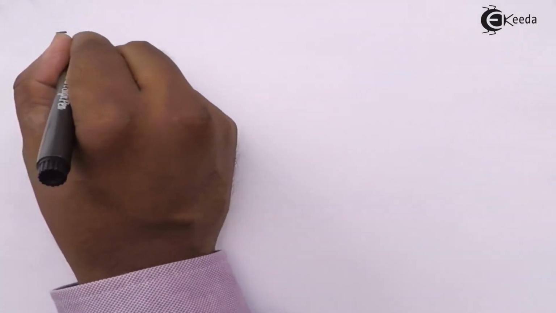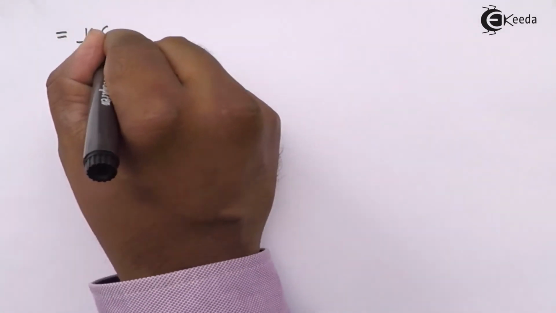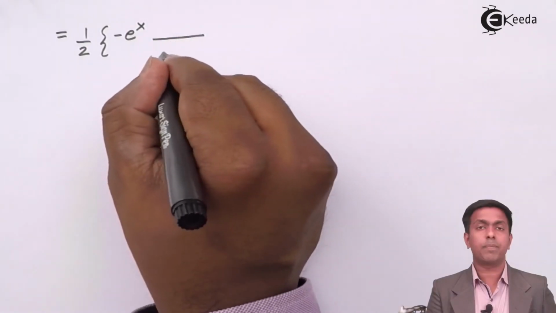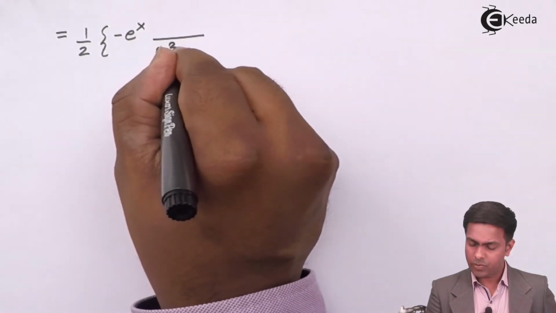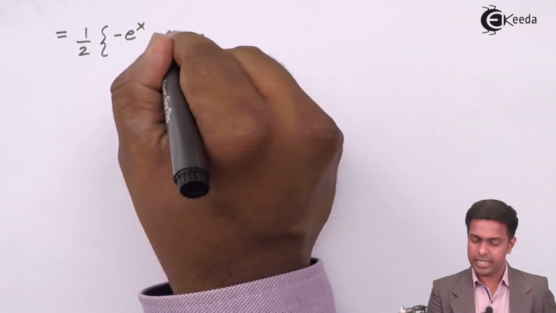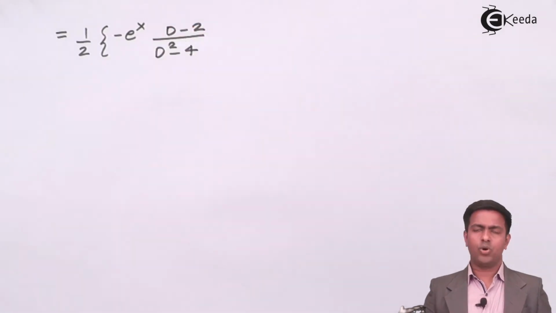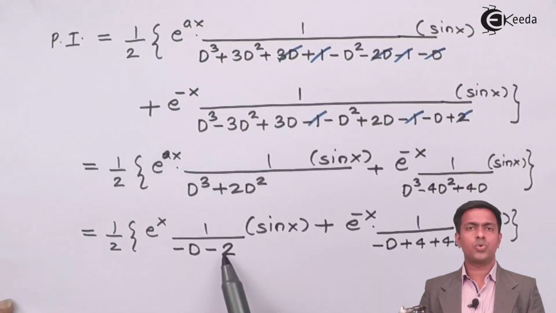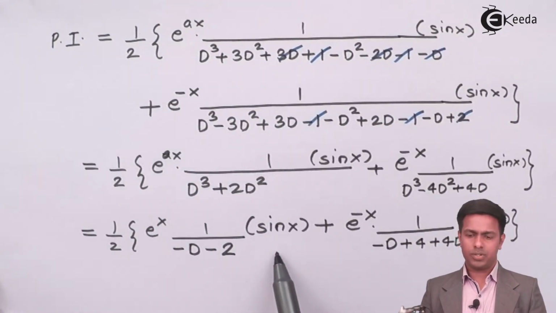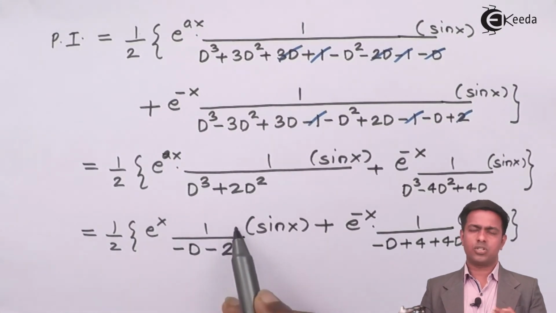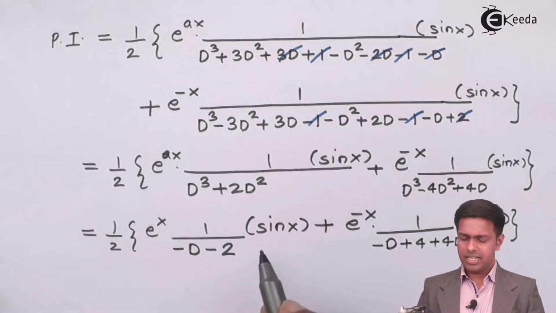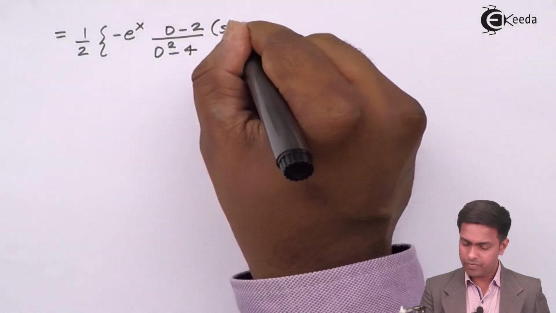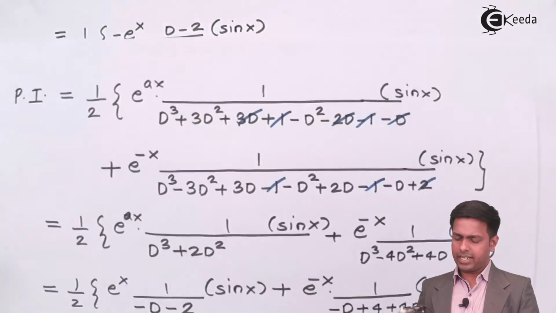So that will become 1 upon 2 negative e to the power x. By rationalization, that d plus 2 will become d square minus 4, and here we will get d minus 2. So what I did is I have multiplied this d plus 2 with d minus 2 and here 1 with d minus 2. So that is the process of rationalization. Sine of x as it is.